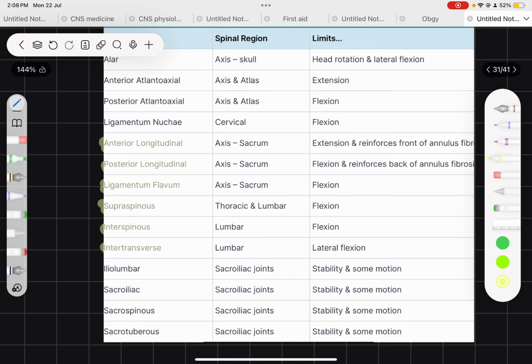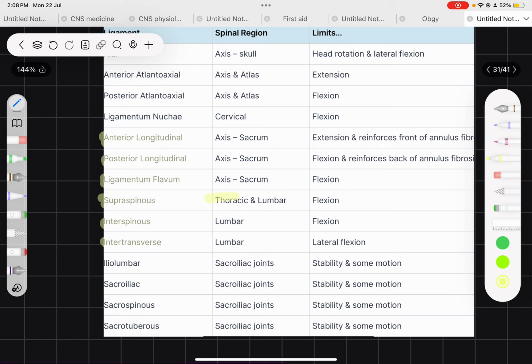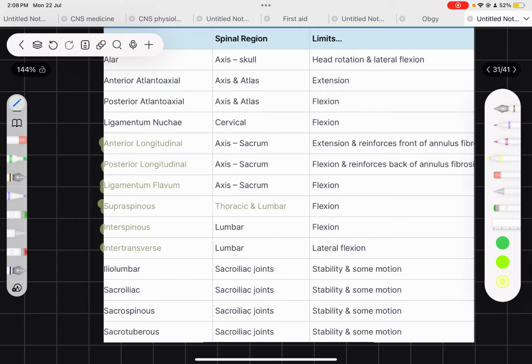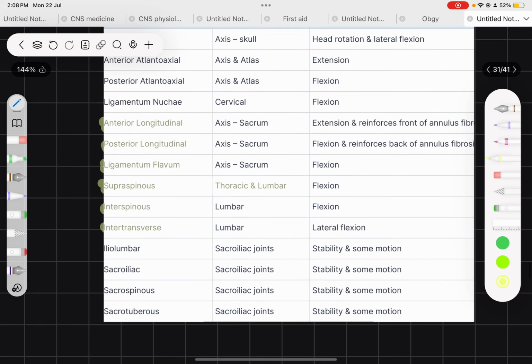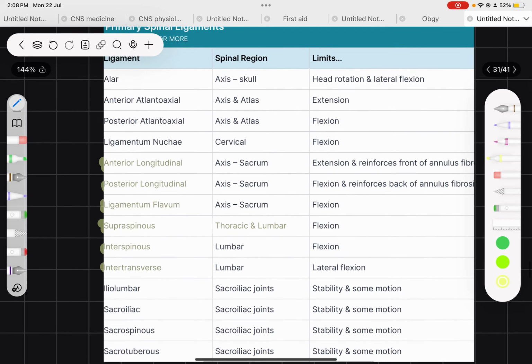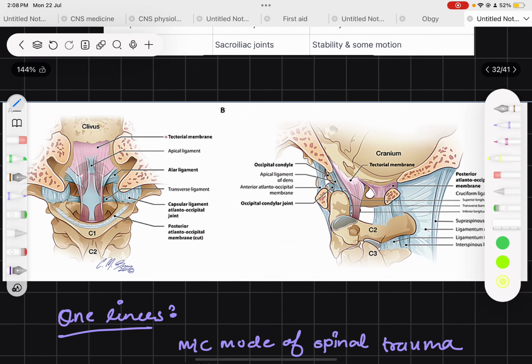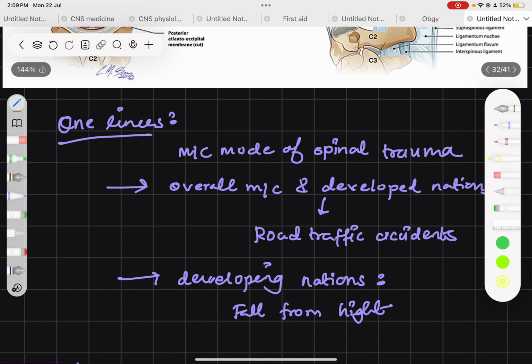So: anterior longitudinal ligament, posterior longitudinal ligament, ligamentum flavum, supraspinous, interspinous and intertransverse ligaments. The first three run from axis to sacrum, and the supraspinous is only in the thoracic and lumbar region, the interspinous in the lumbar, and the intertransverse in the lumbar. So this is about it.